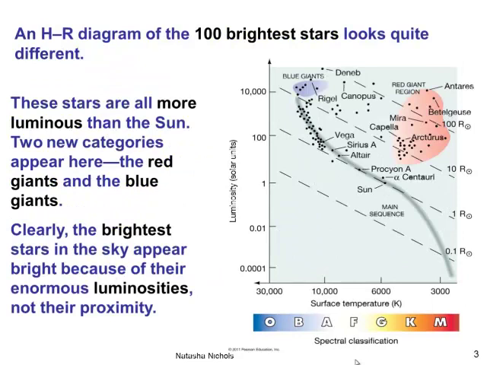This is an HR diagram of the 100 brightest stars. Since they're the brightest stars, they all have higher luminosity than the sun.